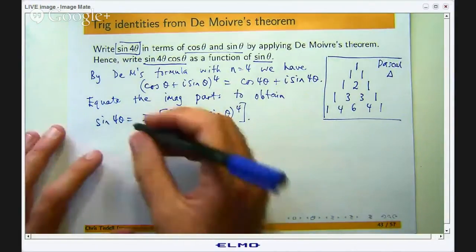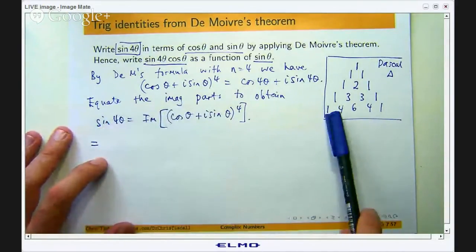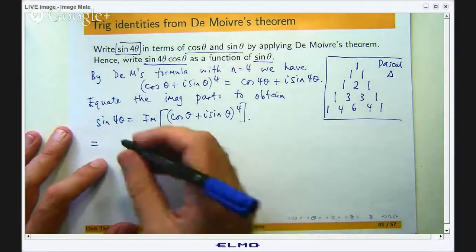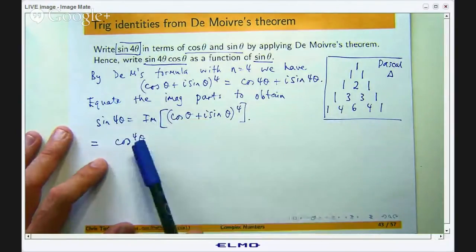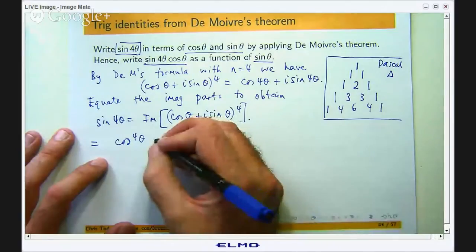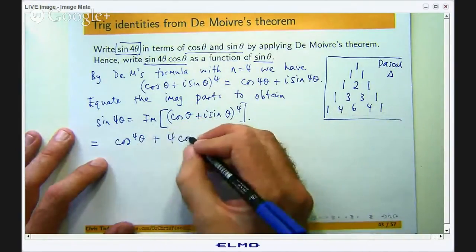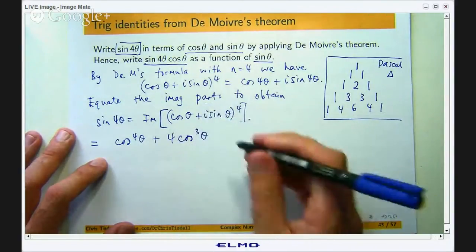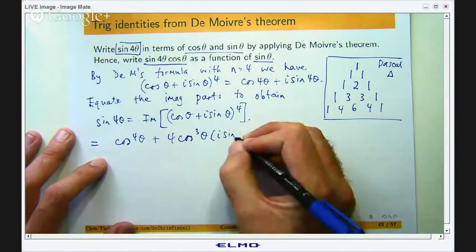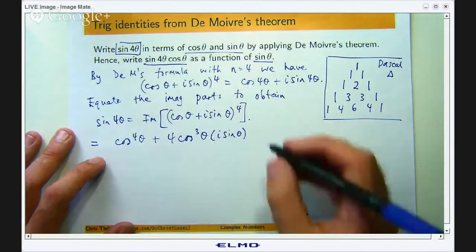All right, so let's expand this and see how we go. So let's start with cosine theta. Well, that's the coefficient, and you raise it to the power 4. And what you do is you decrease this power and increase the power of the other term. Okay, so the 4 comes there, that's going to be the coefficient. You decrease this power by 1, and you increase the power of the other term by 1. Okay, now the powers should always add up to 4. Okay, so that's a little check.